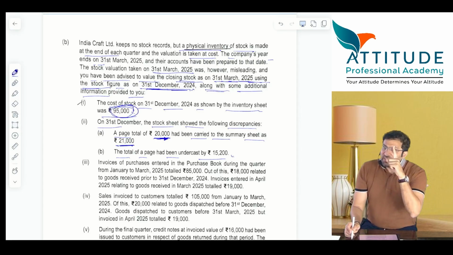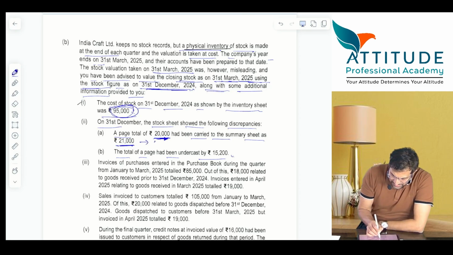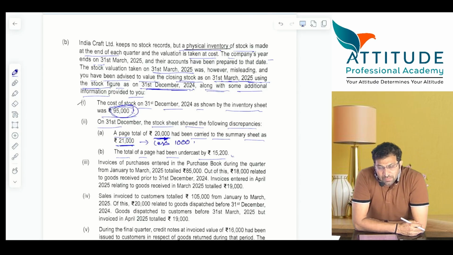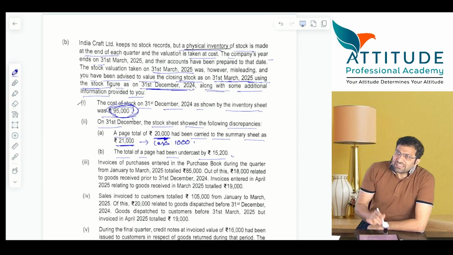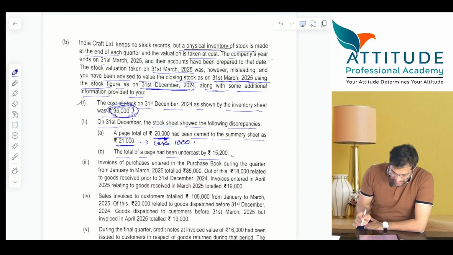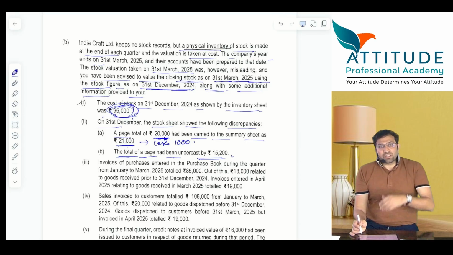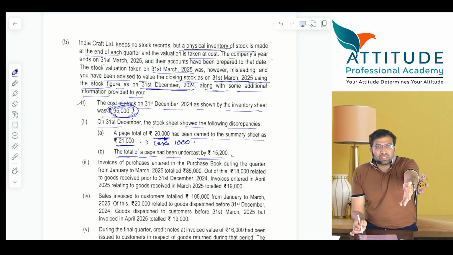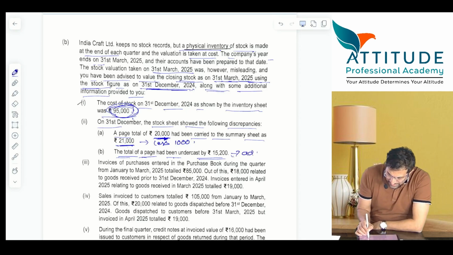1,000 extra you have considered. Understood? So this 1,000 should now get deducted. So what is the answer here? Less 1,000. Why 1,000 less, did you understand? Because while totaling this as 95,000, instead of taking 20,000, you have taken 21,000. You have taken 1,000 more, so you should not take 1,000 extra stock. You have to take it as 20,000 only, so if you take 20,000, deduct 1,000. Now, the total of the page had been undercast by 15,200. You have undercast by how much? 15,200. Now it should be properly cast, which means it should add. So this should get added.